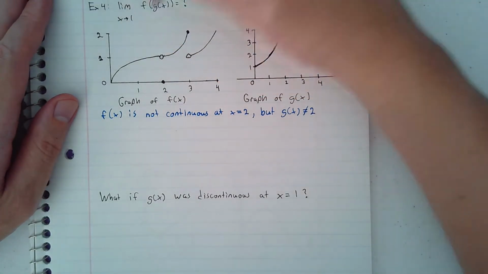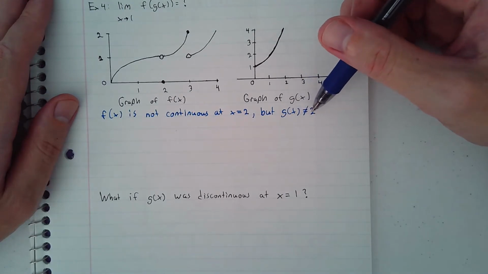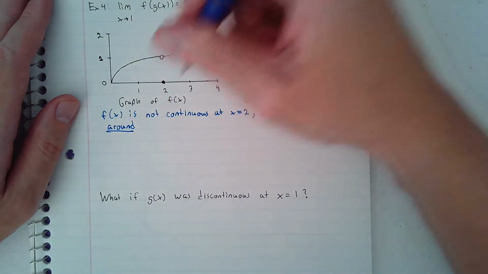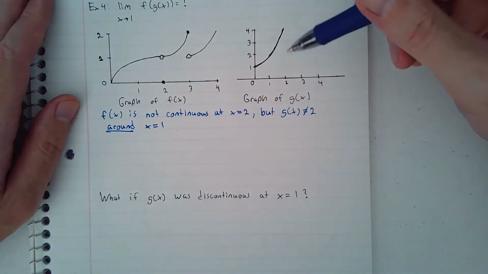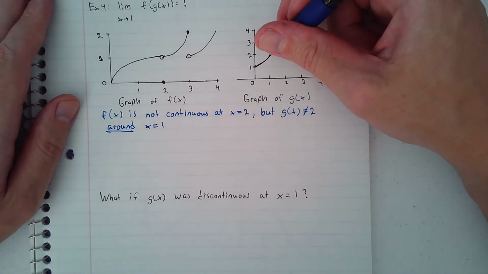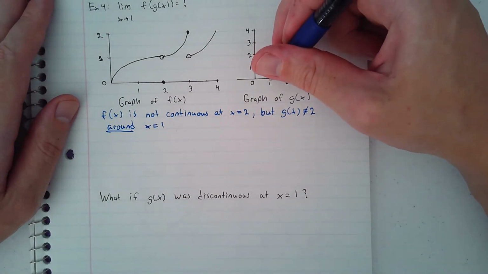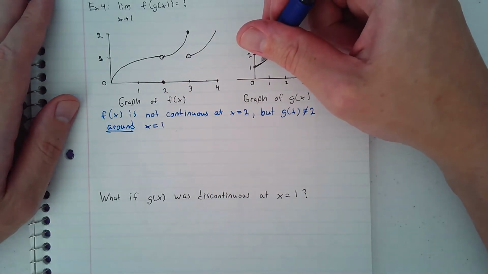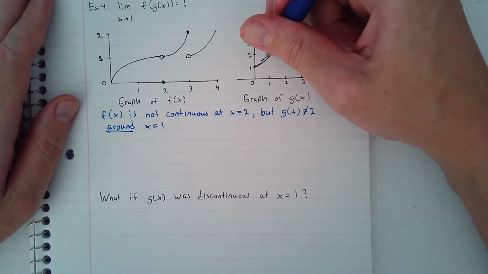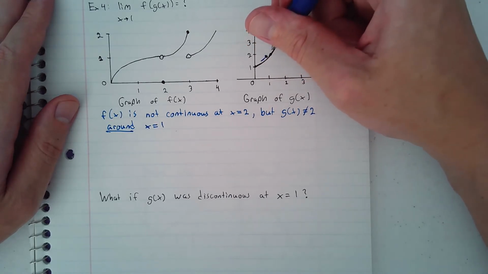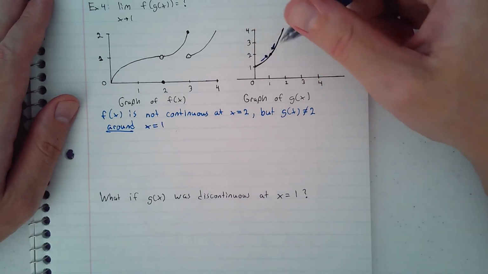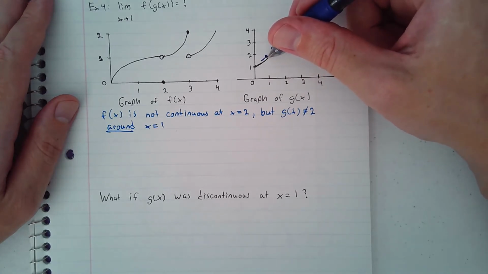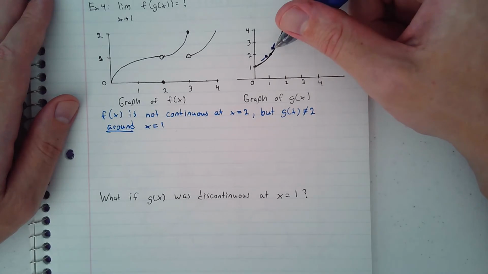So we have a hole, but g of x does not equal 2 around, keyword is around, x equals 1. So not at, because at x equals 1 it is 2, it's around. So like here, like all in here and here, g of x does not equal 2. It's a little bit lower than 2 here, and it's a little bit higher than 2 here.